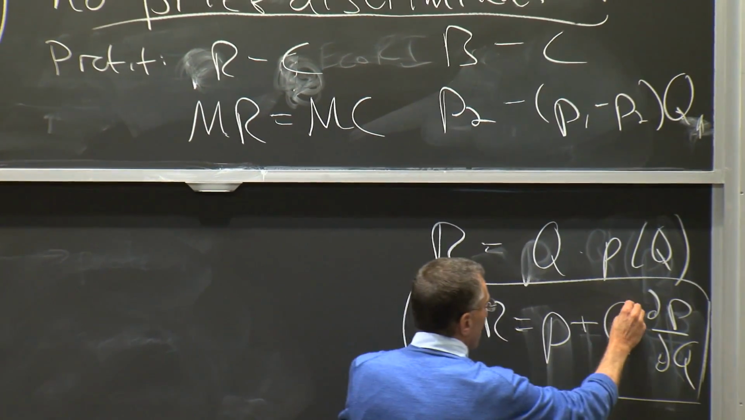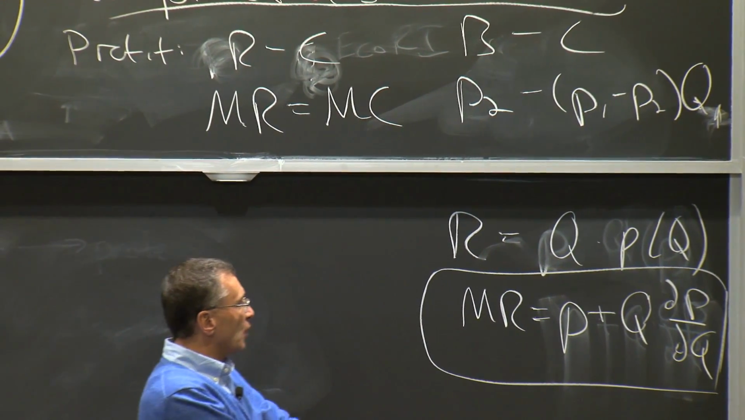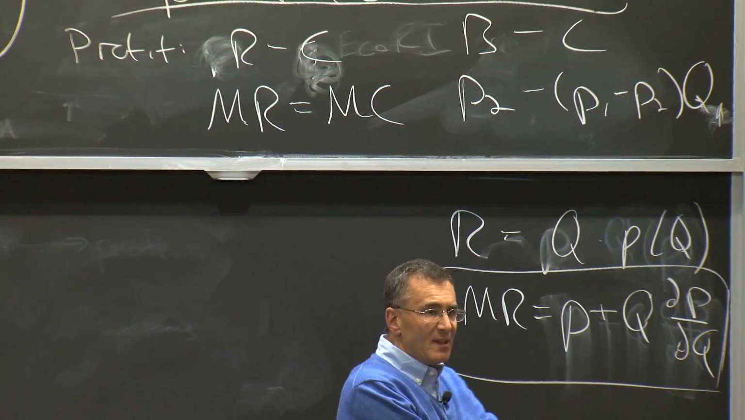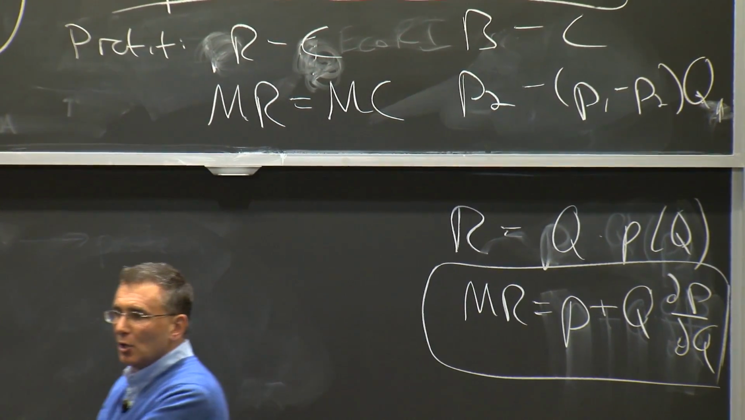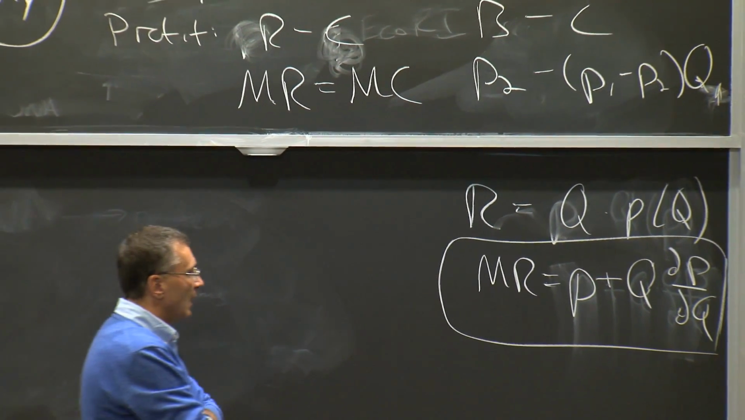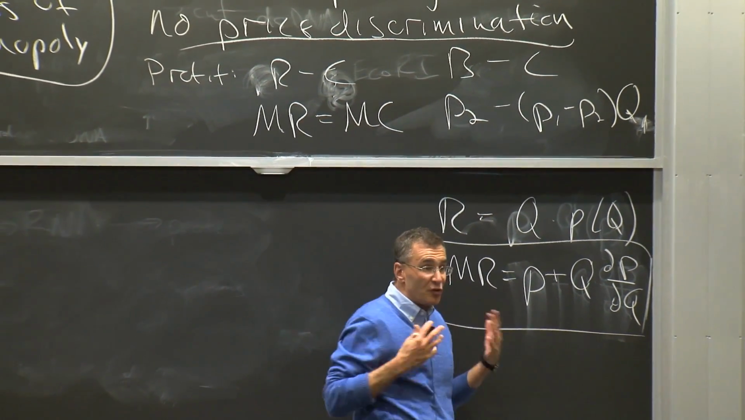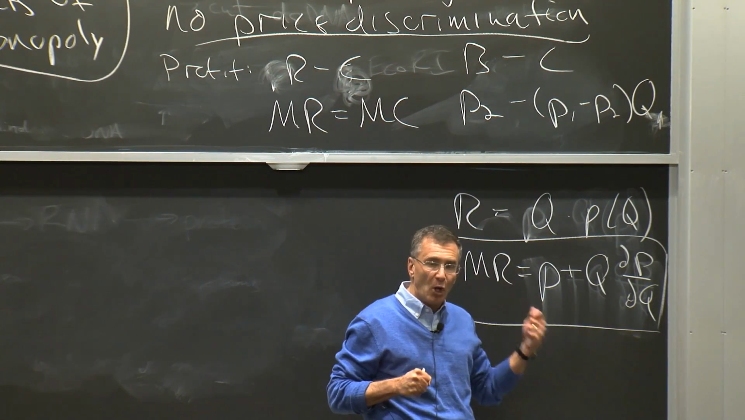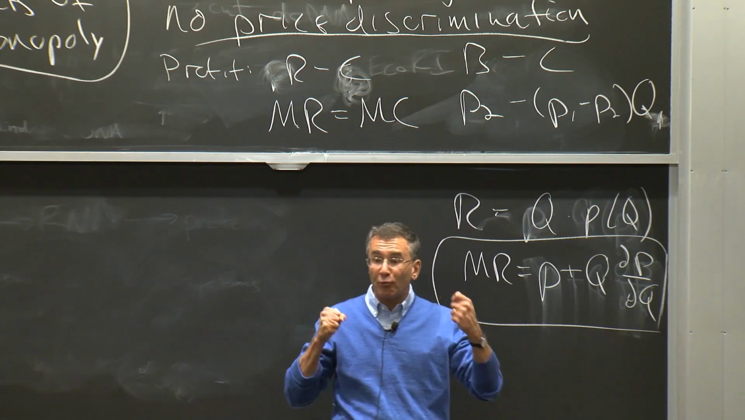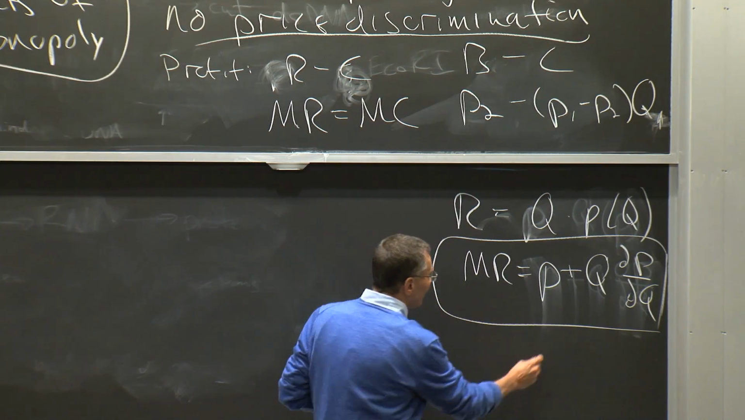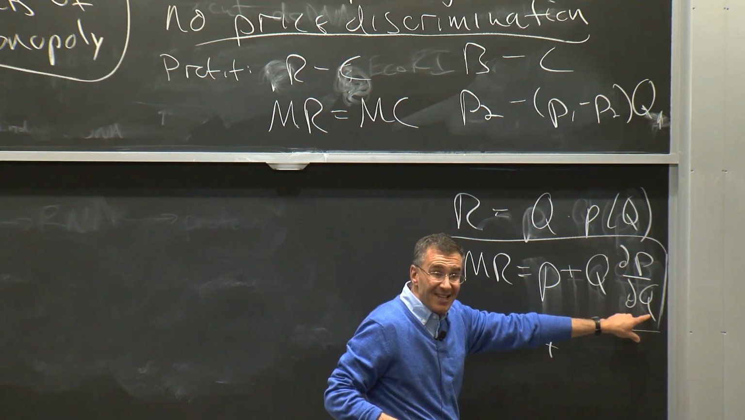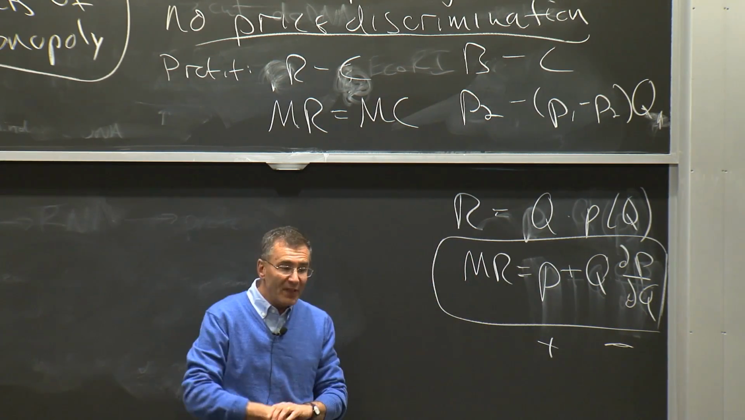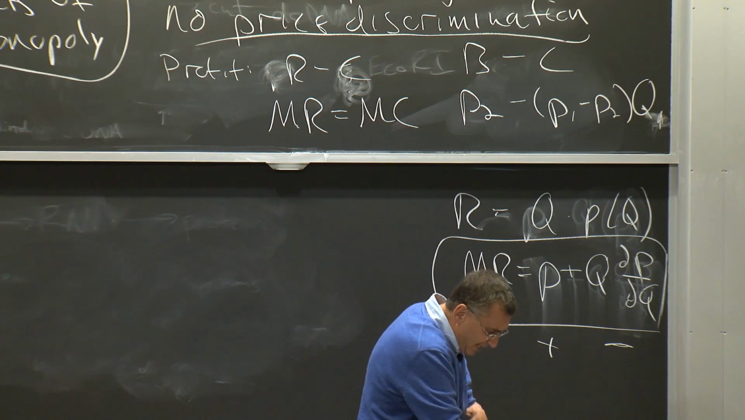Price is a function of quantity. If you want to sell a unit, you have to lower your price. So P plus Q dP/dQ is the marginal revenue. What this means is if you want to sell another unit, your marginal revenue has two components. The first is that you sell another unit, so you get P. The second is you have to lower your price on all your previous units. So while this is positive, since demand slopes down, that is negative.